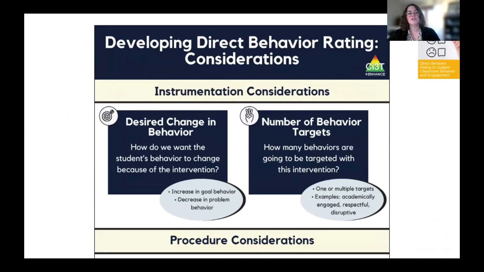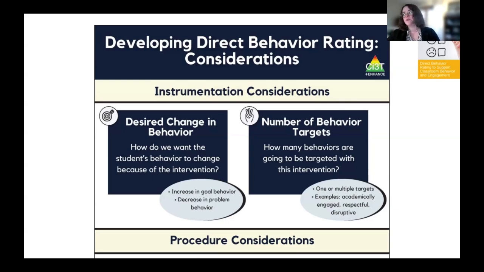So for example, do we want to see a goal behavior increase or do we want to see a decrease in a problem behavior or both? How about the number of behavior targets that you're going to include in your DBR intervention? How many are we going to target? Again, back to the flexibility I mentioned a moment ago, you can target one behavior or up to three, right? One, two, or three behaviors can be targeted on one DBR.